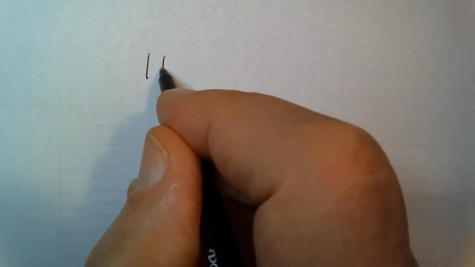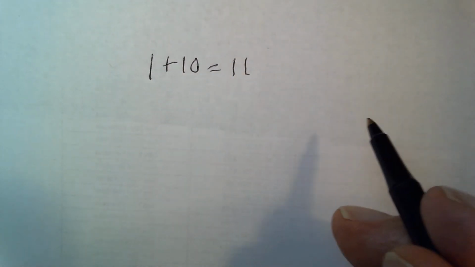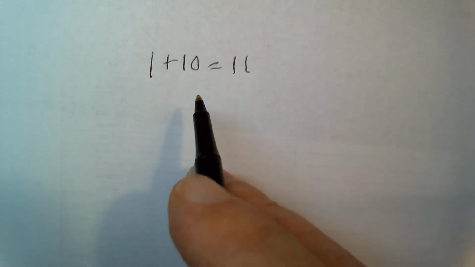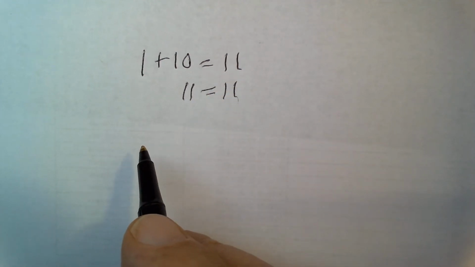So let's talk about solutions to equations. And keep in mind that some equations are true, some equations are false, and some equations are neither true nor false. So let's look at some examples. If I write 1 plus 10 equals 11, that would be an equation that is true because 1 plus 10 is 11, so 11 equals 11. So that would be true.